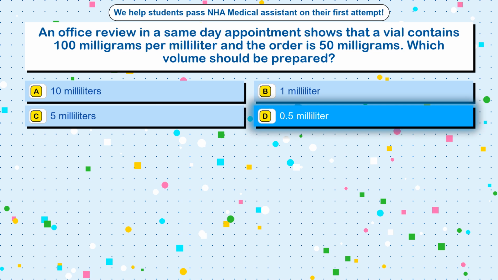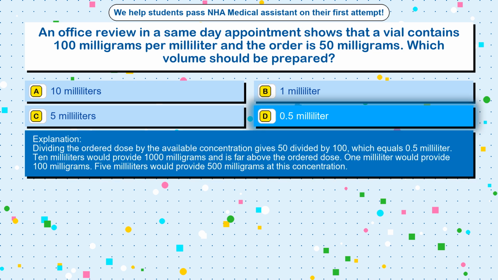The correct answer is option D, 0.5 milliliter. Dividing the ordered dose by the available concentration gives 50 divided by 100, which equals 0.5 milliliter. 10 milliliters would provide 1000 milligrams and is far above the ordered dose. 1 milliliter would provide 100 milligrams. 5 milliliters would provide 500 milligrams at this concentration.